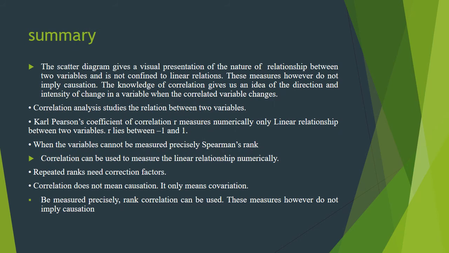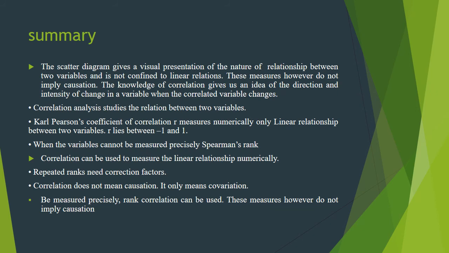Now, summary of interpretation of R value. First point, the scatter diagram gives a visual presentation of the nature of the relationship between the two variables and is not confined to a linear relation. The knowledge of correlation gives us an idea of the direction and intensity of change in a variable when the correlated variable changes. Second point, correlation studies the relationship between the two variables.